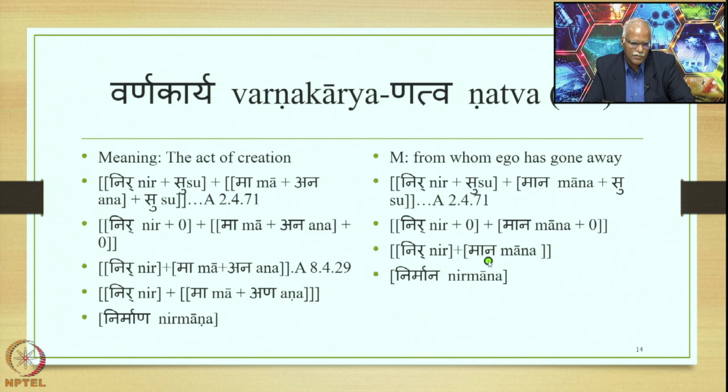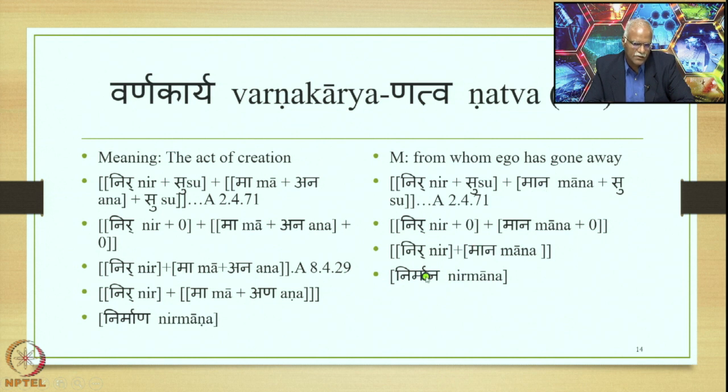This na does not change into retroflex na. And we have the word nirmana. Now compare and contrast these two, nirmana as against nirmana, and the meaning is changed. Here the meaning is the act of creation, where nir is a preverb of the verbal root ma, and here nir is not a preverb with verbal root ma. This is a word mana, which means ego, and nir is related to the action of going, gone away. So nirgata, nirgataha, manaha, yasmat saha, that is the meaning. So nir is related with gata, and nir is not related with mana, and therefore nir cannot be called an upasarga of mana, and therefore this na is not changed to retroflex na.